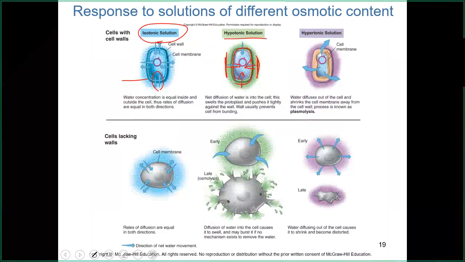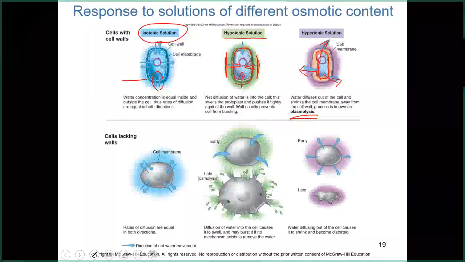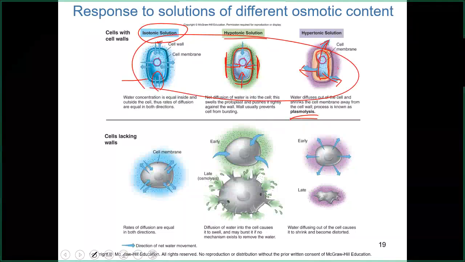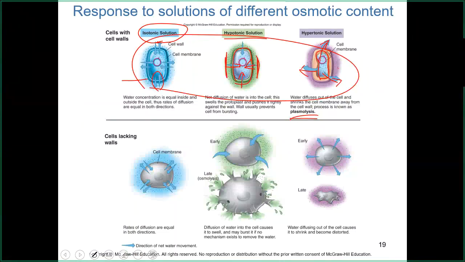Now, if you put the cell into a salty or solute-rich solution, where outside it's really loaded with solute, and follow that cell over time, what's going to happen is the water's going to come out, following the solute, and you see the cell shriveling here, pulling away from its cell wall. That's called plasmolysis when that happens. So these responses, all three of those in iso, hypo, and hypertonic solutions that surround the cell, that's what we would expect to see in bacteria. We would expect to see that in fungi and protists that have cell walls.